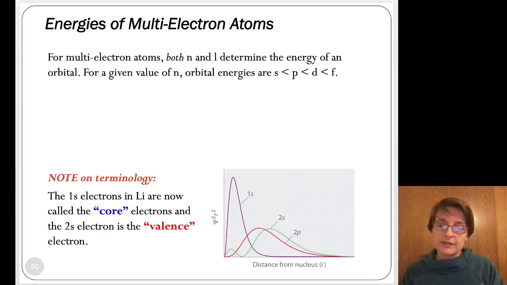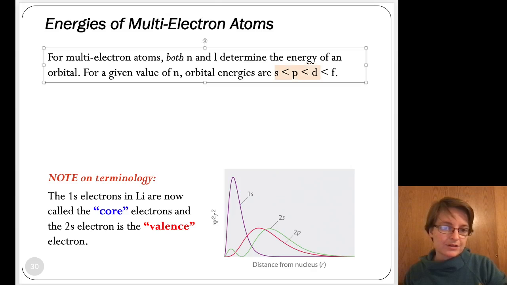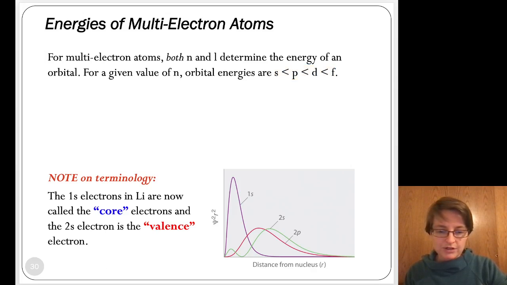So as a general takeaway, for multi-electron atoms, both n and l determine the energy of an orbital. And in general, the orbital energies vary such that the s orbitals are lower in energy than the p orbitals at a given n level, are lower in energy than the d orbitals, and are lower in energy than the f orbitals.